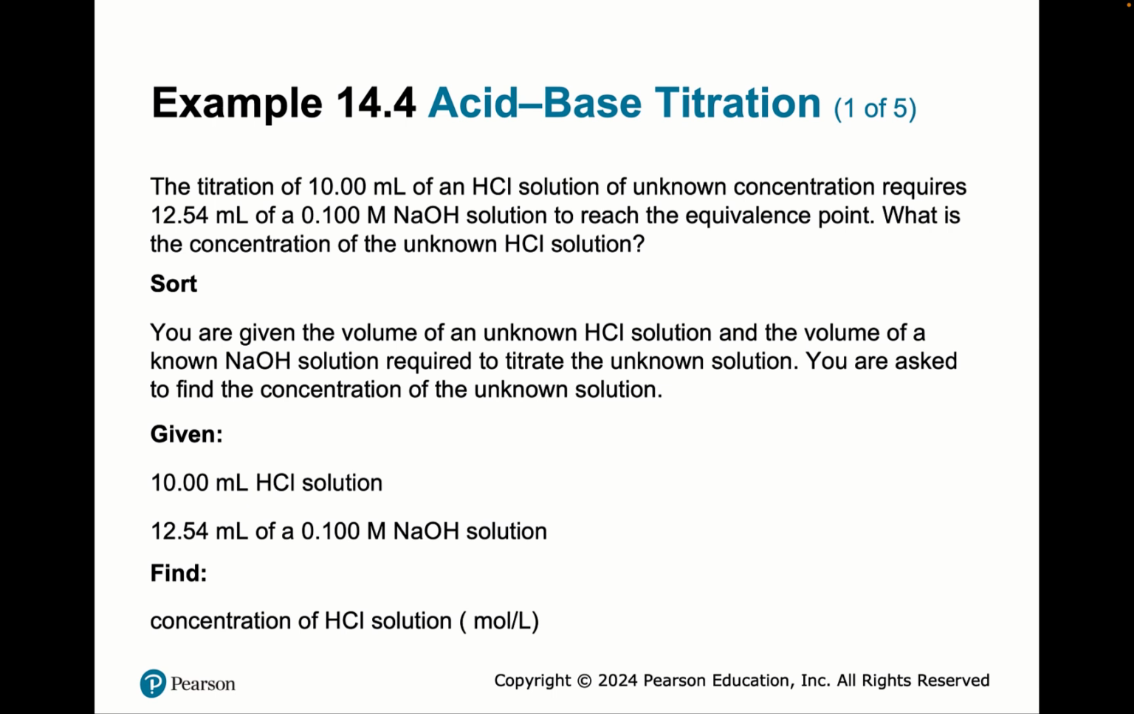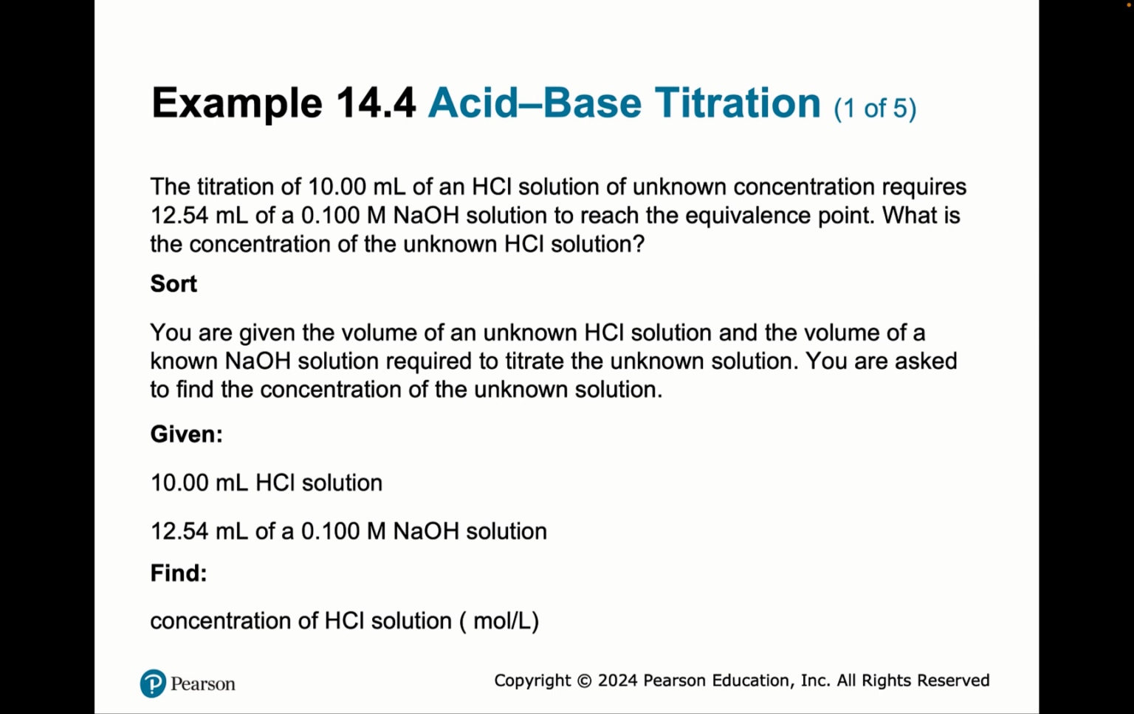So if we have 10 milliliters of an unknown concentration of hydrochloric acid solution, but we take 12.54 milliliters of a 0.1 molar sodium hydroxide solution, what is the concentration of this unknown solution? We know the volume and concentration of the sodium hydroxide, and we know the volume of the hydrochloric acid. From this, we can figure out the unknown concentration of the solution.